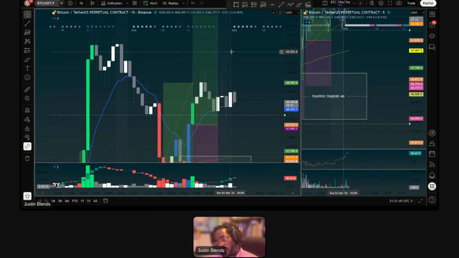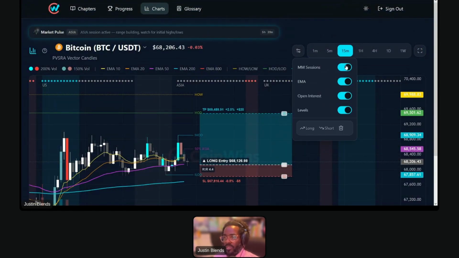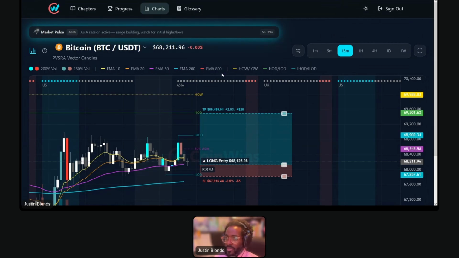Here's a couple of things. You can use CoinWins for a lot of things: your market maker session times, your EMA lines, which are critical. You can get like 6 EMAs. They're all here. These are the top EMAs you would want.